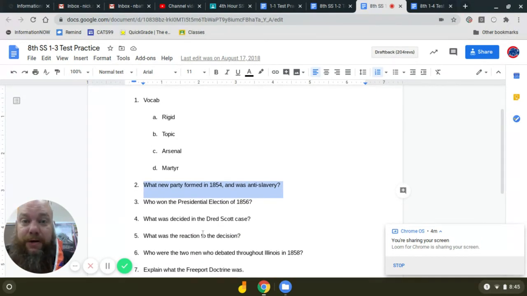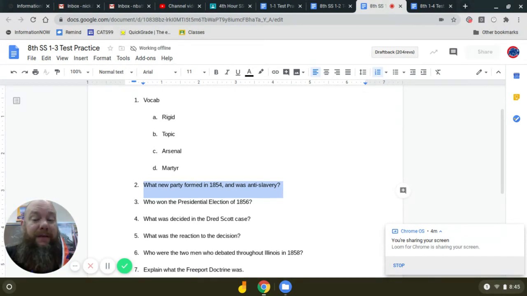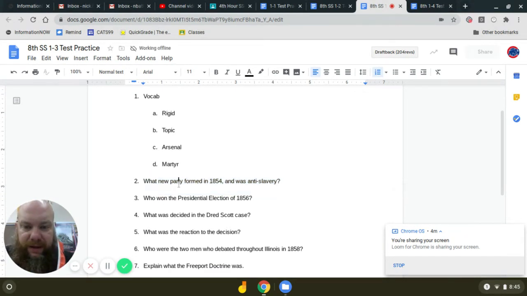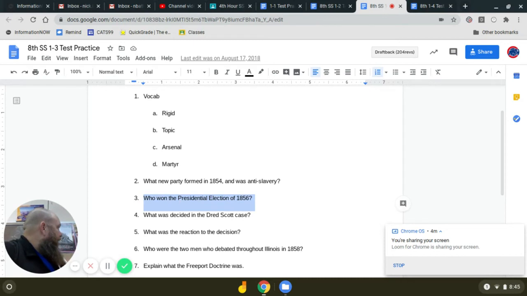This test is going to be your only grade, or at least your biggest grade on the midterm, almost your entire grade, because midterms are due Friday or Wednesday of next week. I'm not sure. The new party is the Republicans. We talked about that. 1856 is the one before Lincoln. So you can see up there on my poster, you can't actually see it. I can. James Buchanan is the one.